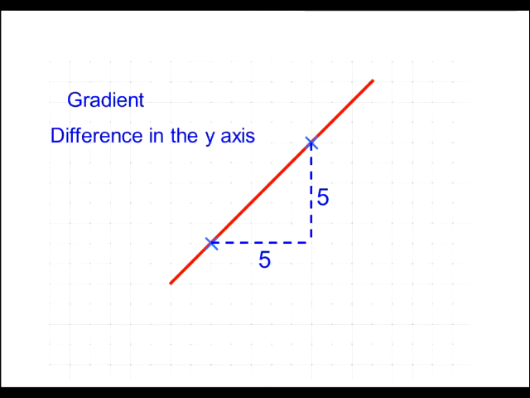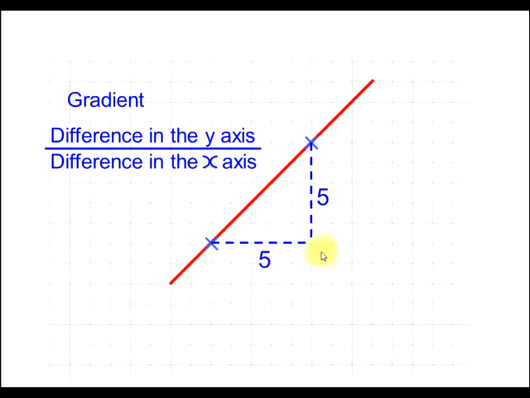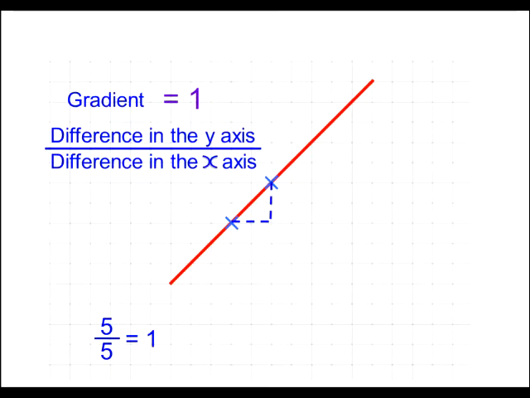And for the gradient, we use this formula. We look at the difference in the y-axis, which obviously means the difference up and down, because that's where the y-axis goes. And we divide it by the difference in the x-axis, so the difference in this direction here, left and right. So 5 divided by 5 is 1. Now, if we take two other points and we do exactly the same, we can see here it's 2 and 2. And 2 divided by 2 is also 1.